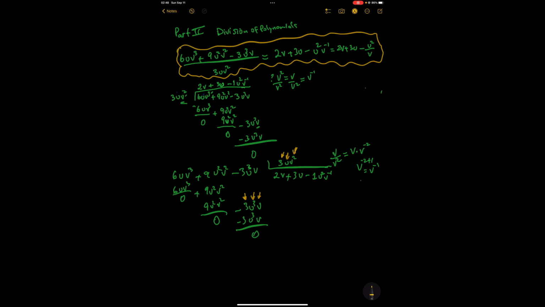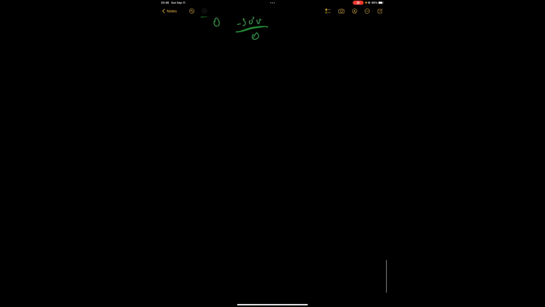Boom. And that's it. Now, let's do a second example. We're going to do another example. Let's do this one: 2 minus 3x squared plus 5x cubed over x squared plus 3.